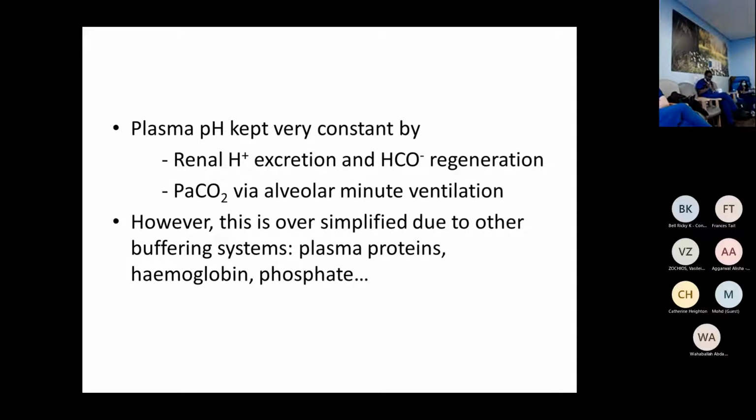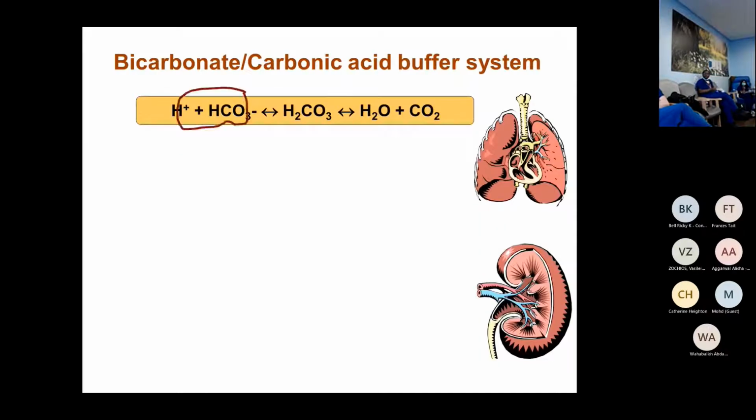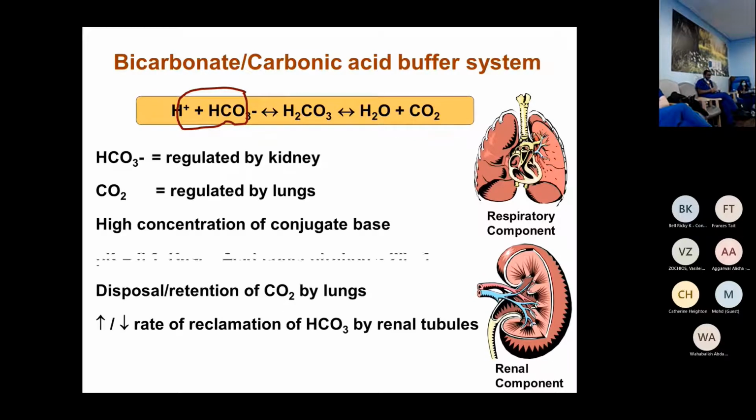So plasma pH, two main controlling factors: renal excretion of hydrogen ions and regeneration or reabsorption of bicarbonates, and alveolar minute ventilation for PCO2. We'll come back to why we know this is a simplified model. This is sort of a schematic of what I've just said. But given that pH, you've got associated to disassociated about 20 to 1 at that pH. And obviously it shifts as pH changes.